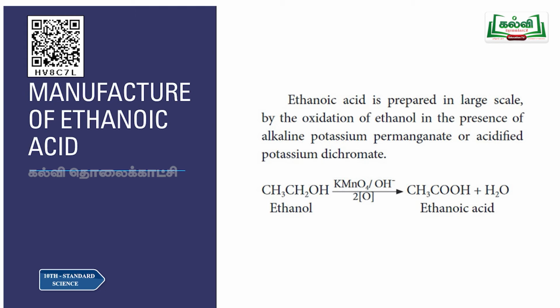It can be prepared in the laboratory by this method, and the manufacture of ethanoic acid itself is by oxidation of ethanol. The formula of ethanol is CH3CH2OH. When this is made to undergo oxidation with alkaline potassium permanganate solution or acidified potassium dichromate solution, acetic acid or ethanoic acid, whose formula is CH3COOH, is produced. So this is how ethanoic acid is produced. It is a colorless liquid.